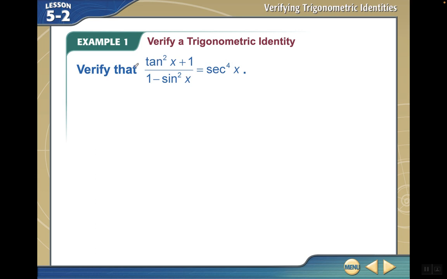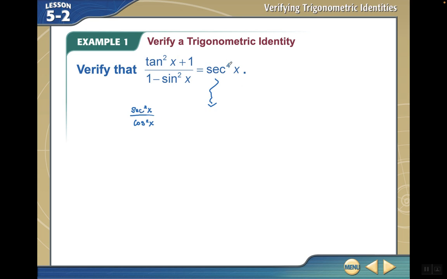So here's the first example, and it has tangent squared x plus 1 on the top, and on the denominator we have 1 minus sine squared, and these look like Pythagorean identities. So I'm just going to go ahead and convert those right away. The tangent squared x plus 1 should be secant squared, so I'll rewrite that as secant squared x. And then the 1 minus sine squared x is cosine squared x. I can just keep bringing this down; I'm not going to rewrite it every time.